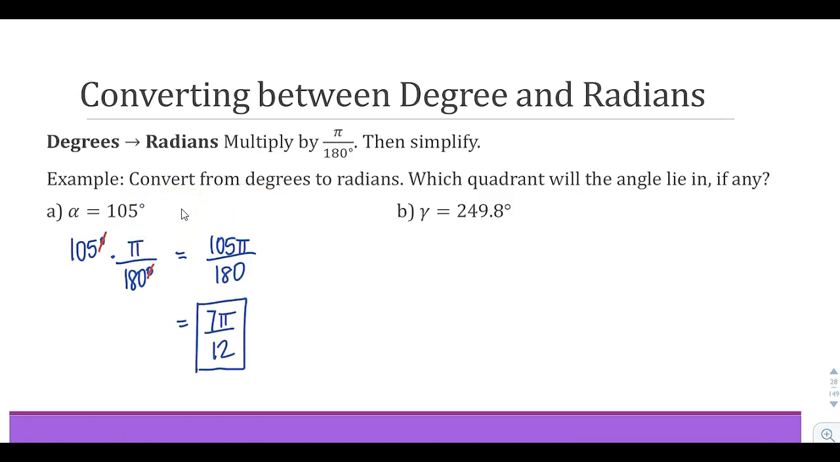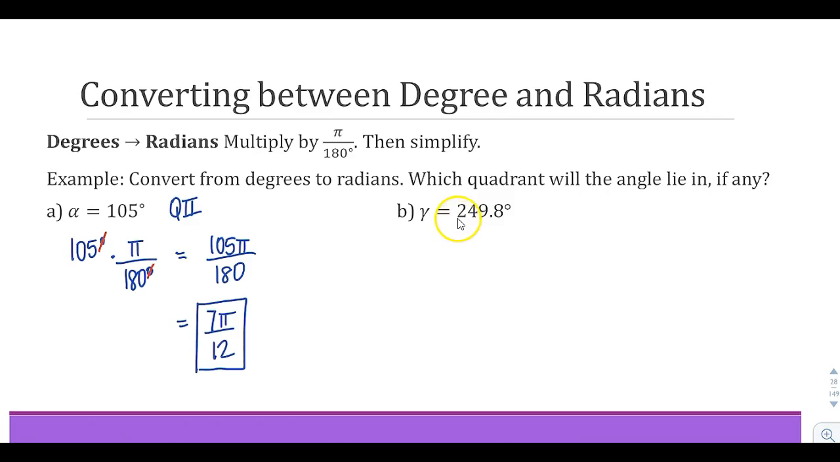So I will absolutely admit that finding the quadrant an angle lies in is a lot easier to identify in degrees than in radians. But here, 7 pi/12, we should get some number sense. Well, 7/12 is a little bit bigger than 6/12, which is a half a pi. So if I'm a little bit bigger than a half a pi, then that would bring me into quadrant 2.